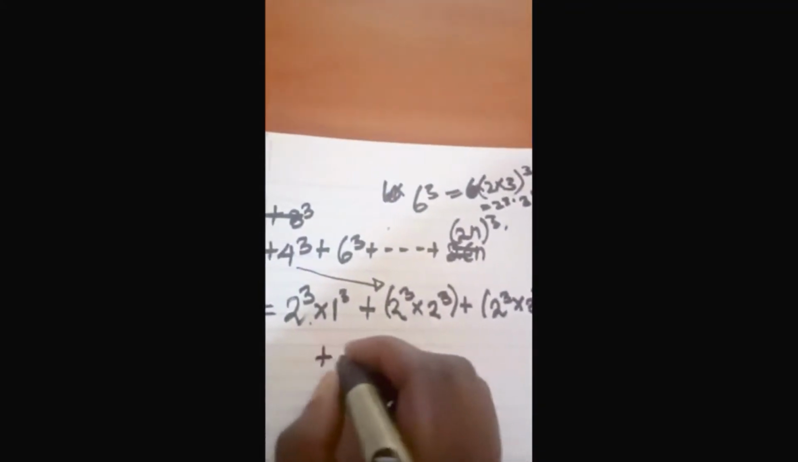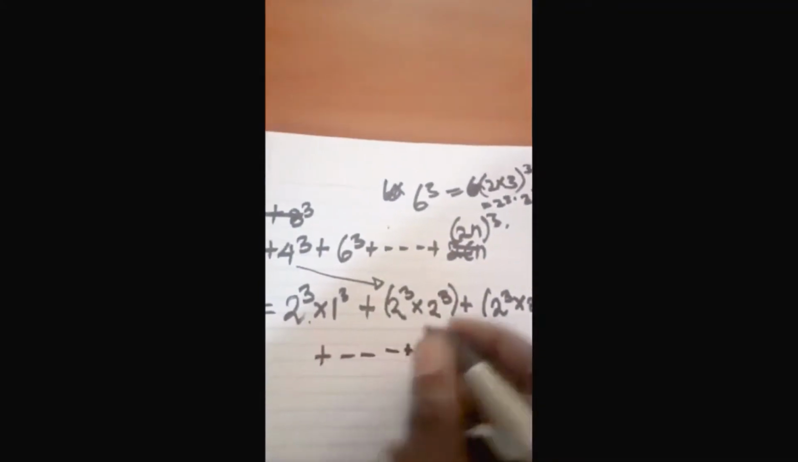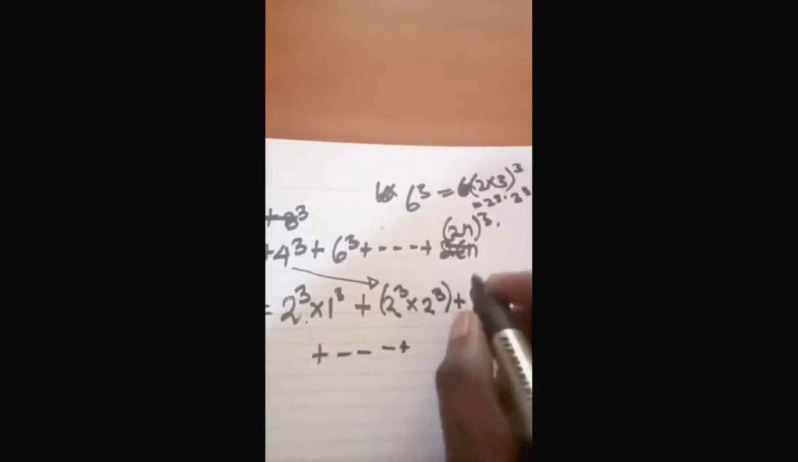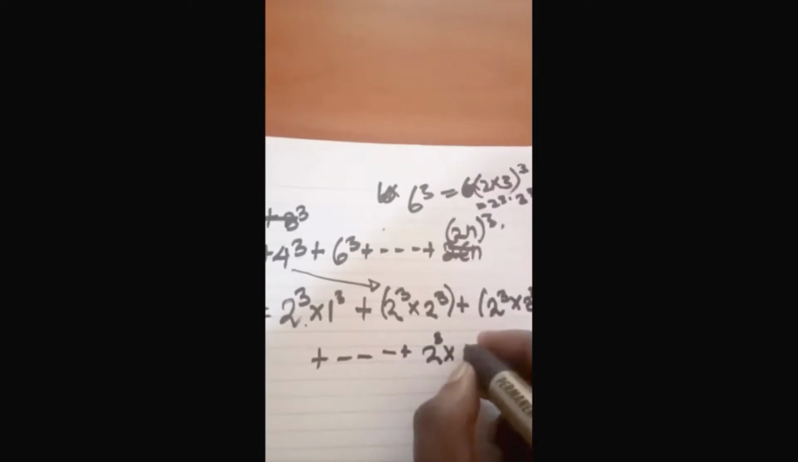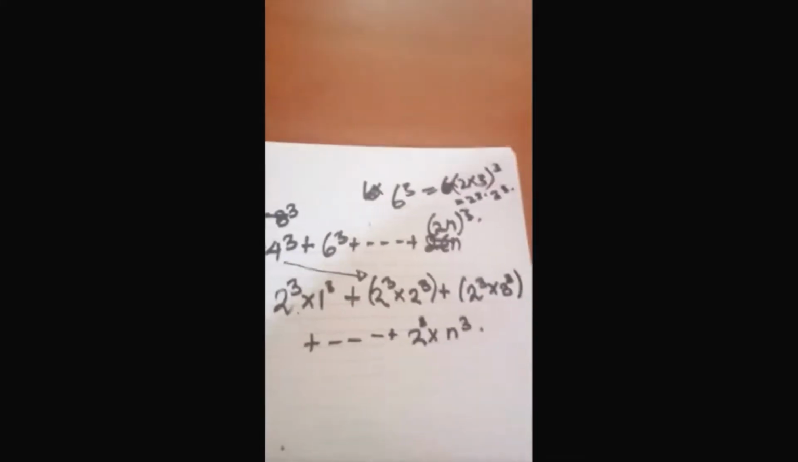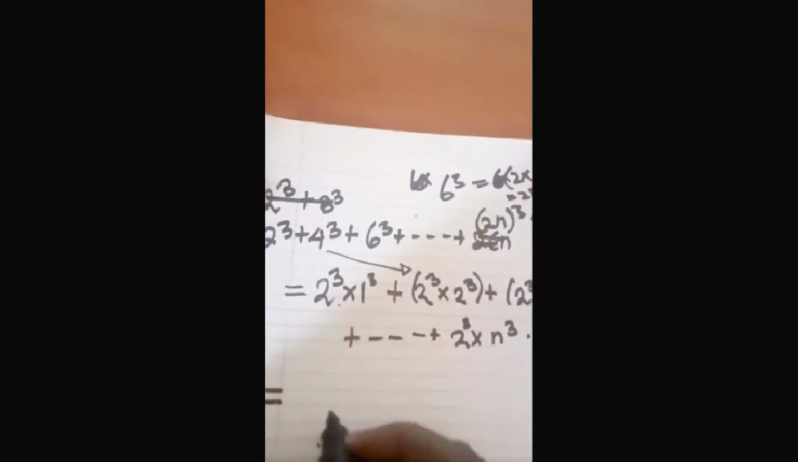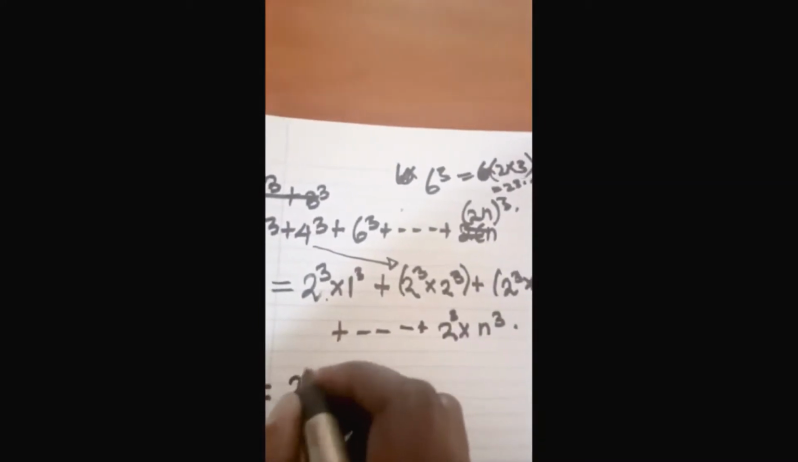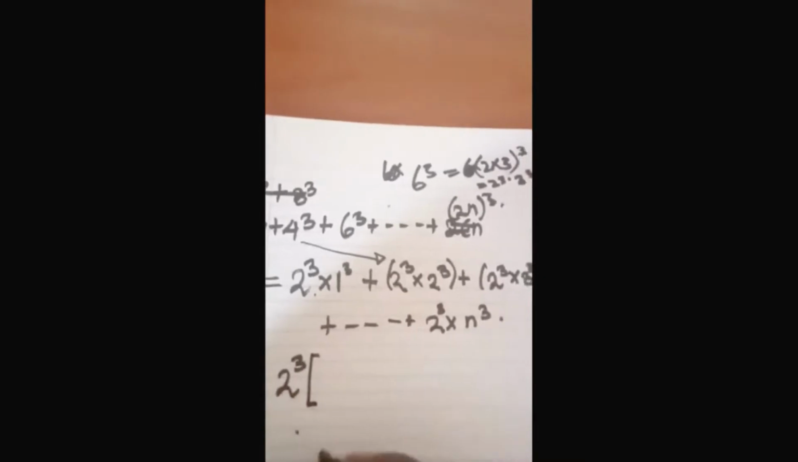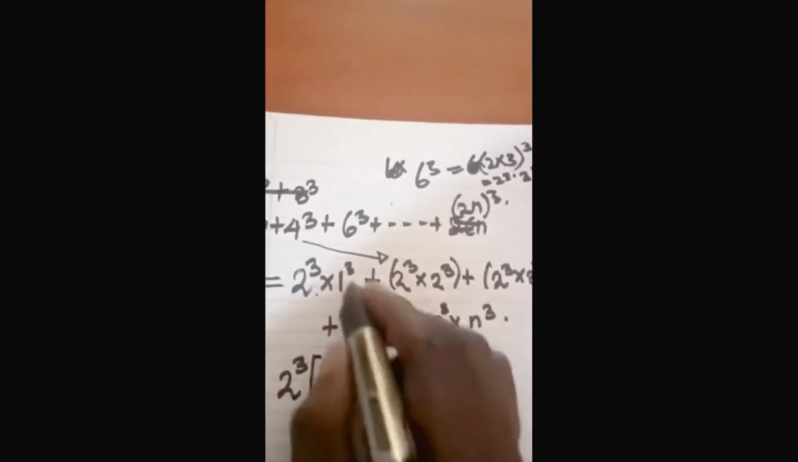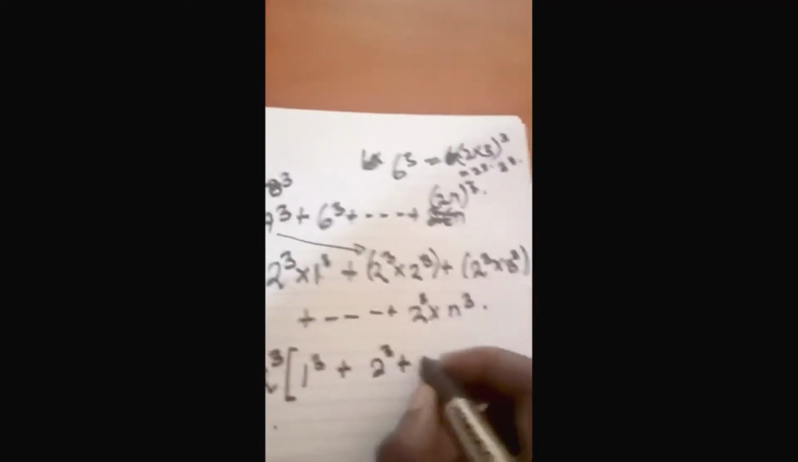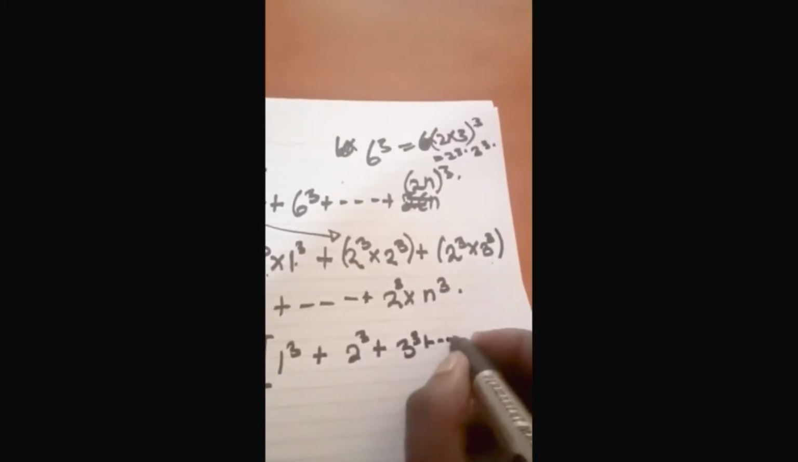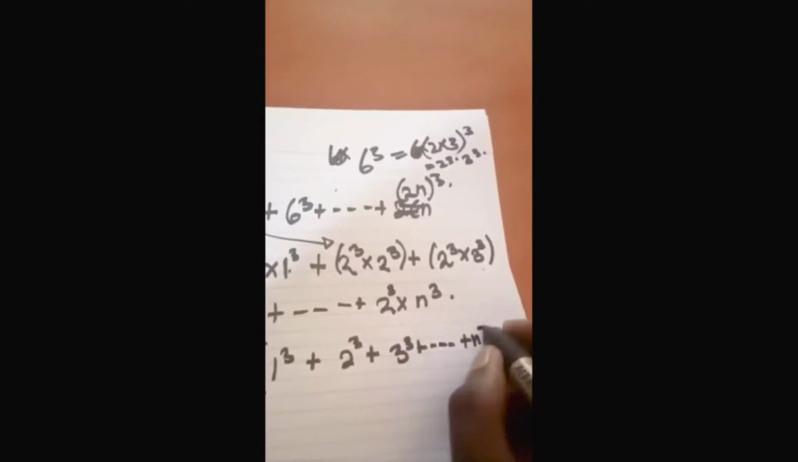Then plus up to, when I go to this one here, this one is already simple. This is the same as writing 2 to power 3 times n to power 3. Now I'm factorizing. 2 to power 3 is common. So I have 2 to power 3 common into 1 cubed, 2 cubed, 3 cubed, and others up to n cubed.